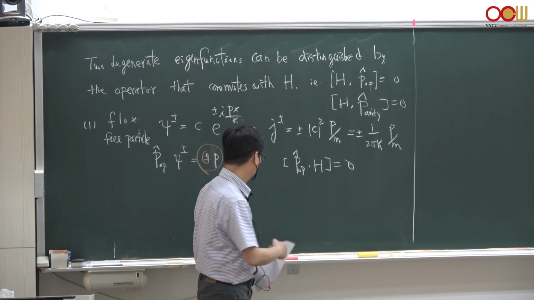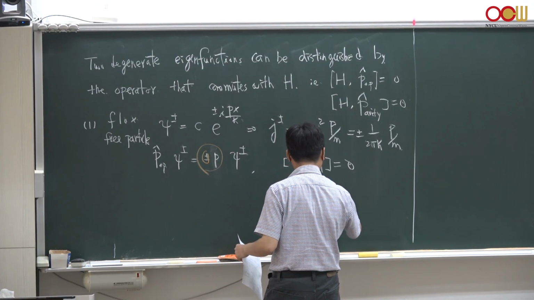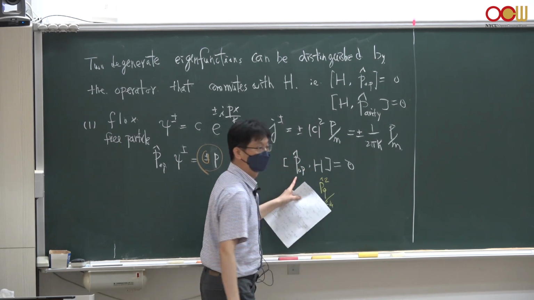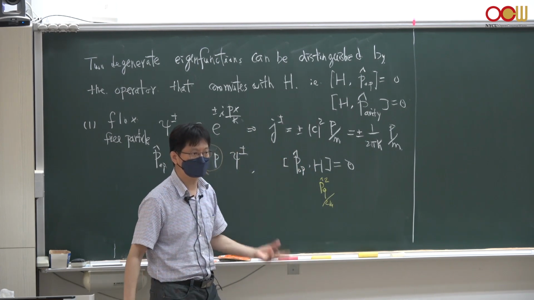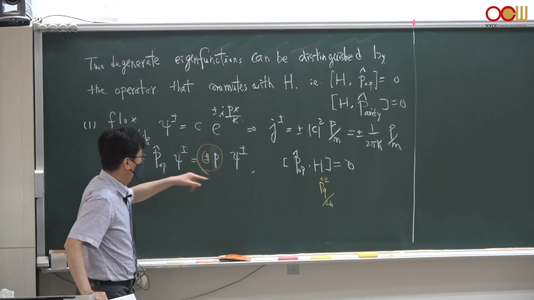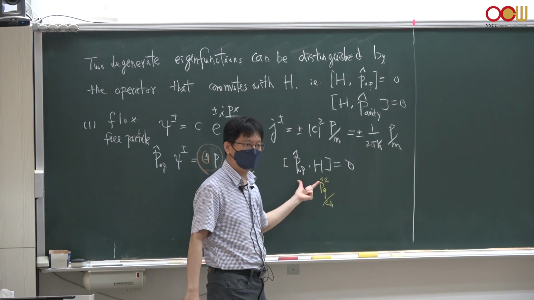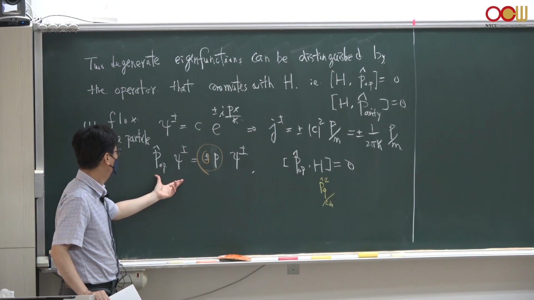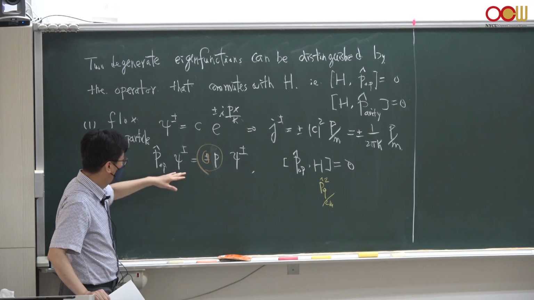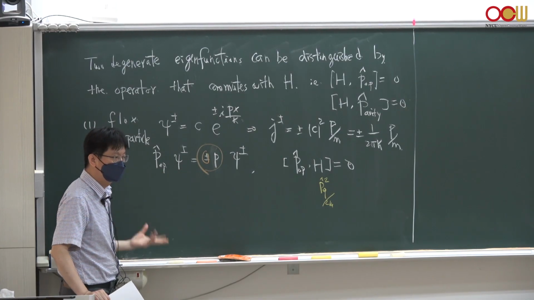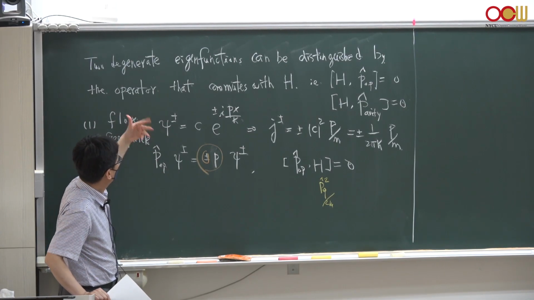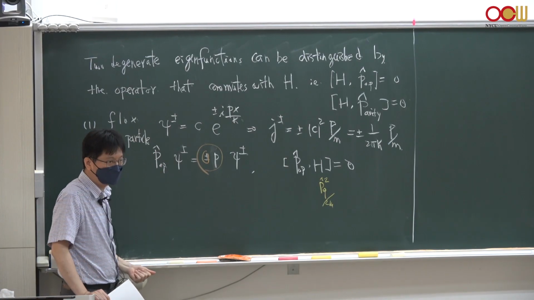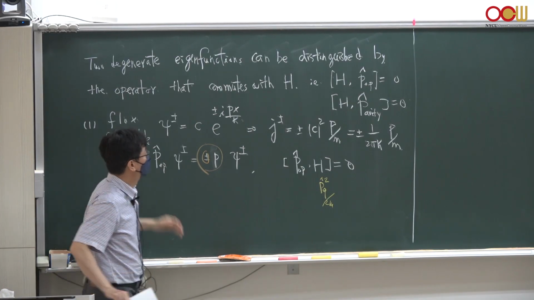So the kinetic energy is what? It's momentum squared, right? So of course this momentum operator commutes with momentum operator squared. So it is because of this vanishing of the commutator between the momentum operator and the Hamiltonian that saves the argument, right? So that allows us to really detect the difference between these two degenerate states, because otherwise these two degenerate states are having the same eigenenergy. Okay, so this is just one example.